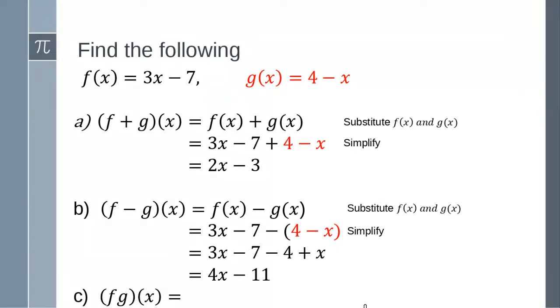Okay, the addition of f plus g is 2x minus 3. The subtraction of f minus g is 4x minus 11. Okay, any questions so far? All right, so let's do a little bit more complicated.